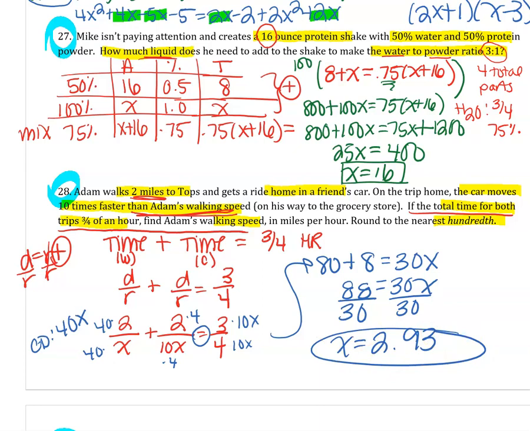Okay, now it's always good to double check what x represented here. It says find Adam's walking speed. Well, x was the rate of him walking. Now, if I wanted the rate of the car, which is technically right here, it would be that multiplied by 10. I didn't ask for it there, but just a little extension.